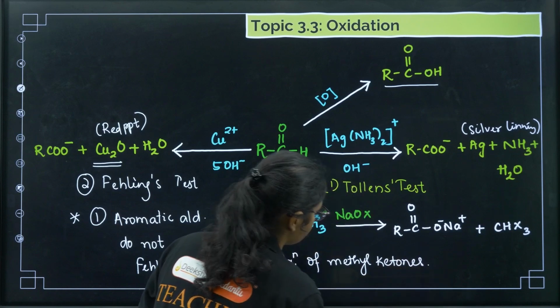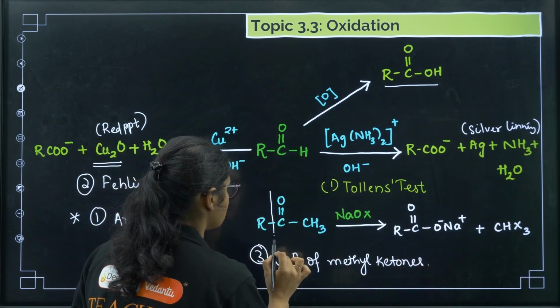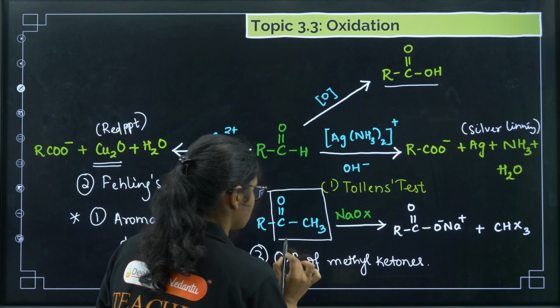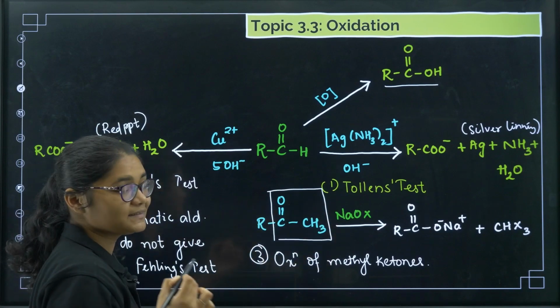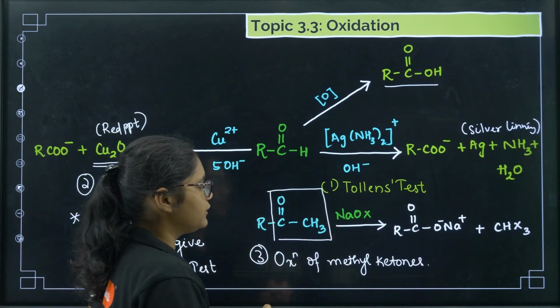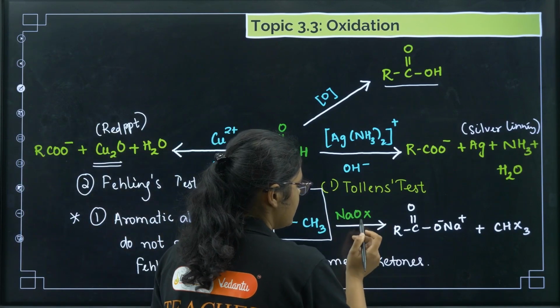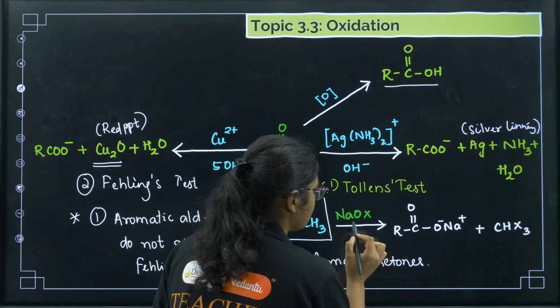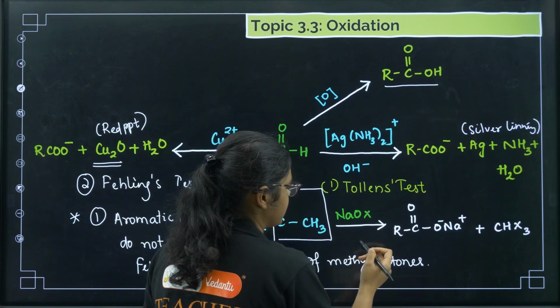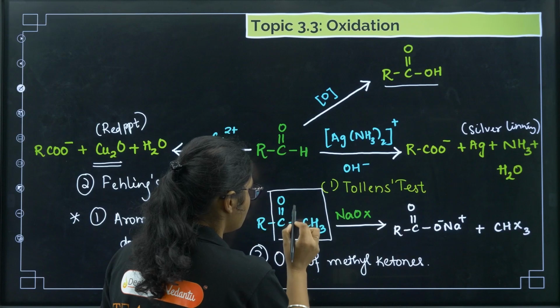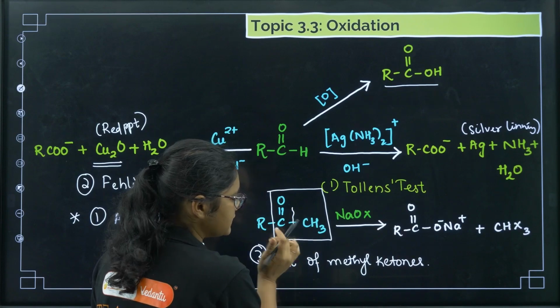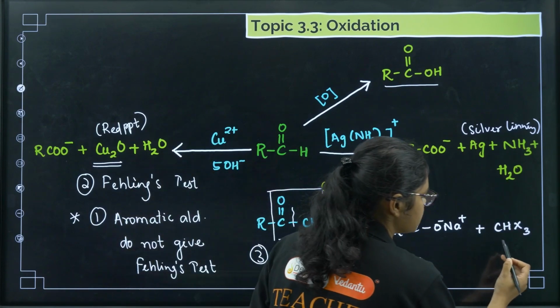Okay, so here what happens, this group, COCH3, is called a methyl ketone. Now if you treat it with NaOX, or any like NaOI, NaOCl, then what happens, this part gets converted to acid and this part gets converted to CHX3.